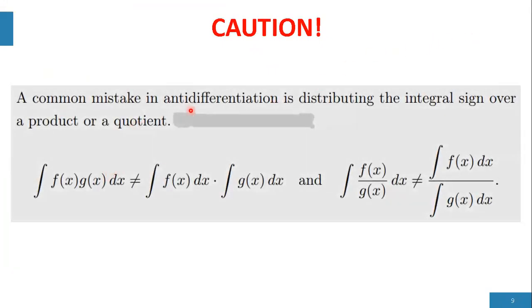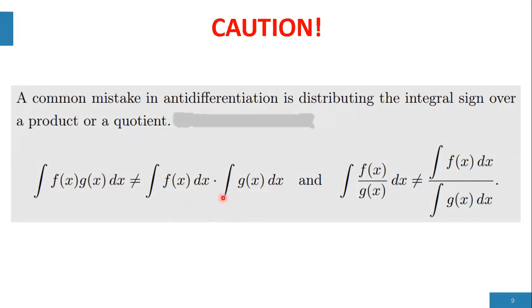This time, you need to take note for this one. This is a caution. A common mistake in anti-differentiation or integration is distributing the integral sign over a product or a quotient. As you can see here below, the integration of f of x times g of x dx is not equal to the integration of f of x dx times the integration of g of x dx. We do not apply that here in integration.